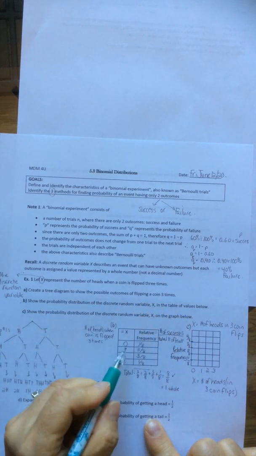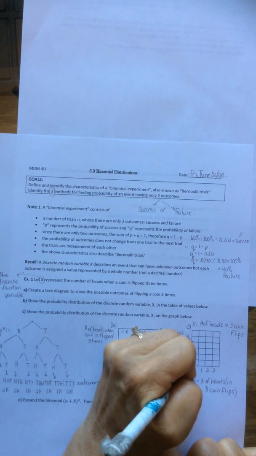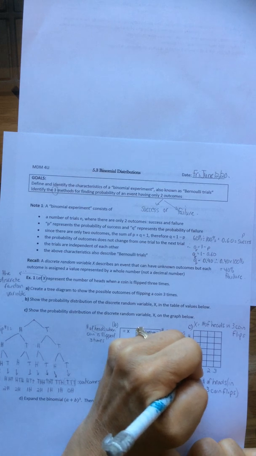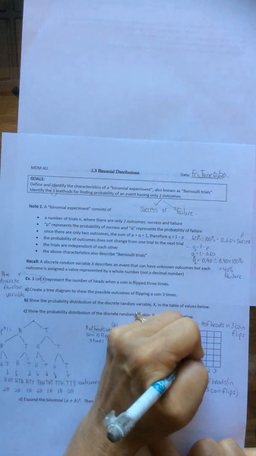Okay? So when x is 0, the relative frequency is 1/8. So at 0, I get 1/8 here. When x is 1, I get 3/8.